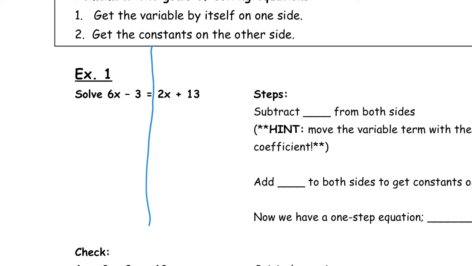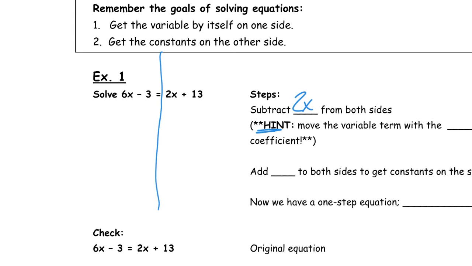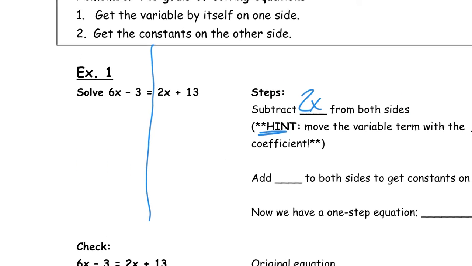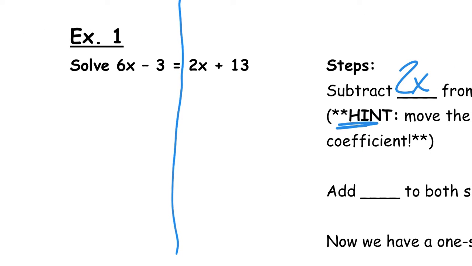So we're gonna move these x's first, okay? The first step is for me to move my variables. Not always, but you honestly can do this a couple different ways, but we like to go with the variables first, okay? And we're actually gonna subtract 2x from both sides. The reason I'm doing 2x is because, hint, if I move the variable term with the smaller coefficient, it makes my problem easier because then I'm not dealing with a bunch of negatives, okay? So our hint is to move the variable term with that smaller coefficient. So that's why I'm gonna subtract 2x, okay?